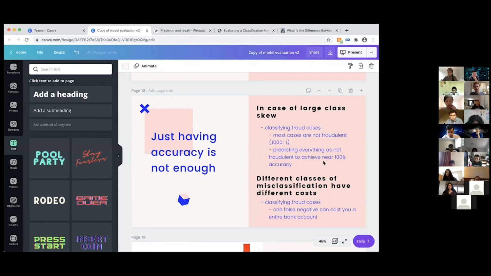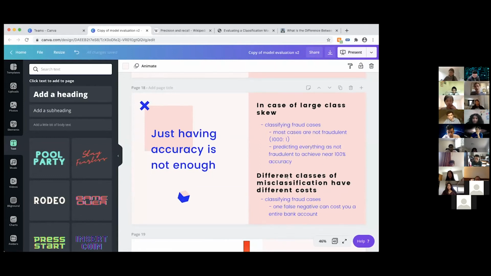The ones that really matter, it's not going to perform well on. Along that same idea, different classes of misclassification have different costs. If we're classifying fraud cases, a false negative can cost you an entire bank account, right? Say you were unable to detect a fraud case and you said that something was not fraud when it actually was, that person who is the victim of fraud could lose their entire bank account, right? So it would be much worse in this case to predict a false negative than a false positive, where maybe you say that fraud is happening when it really isn't.